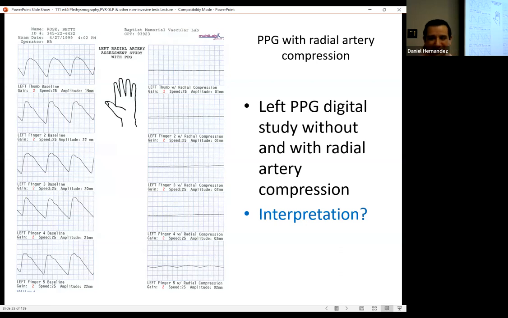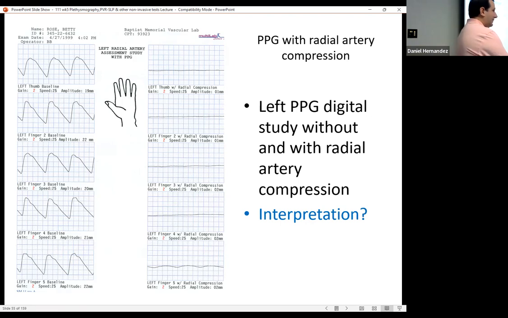No, what they did here was they're testing the palmar arch. So this is all the left hand, and they did it with compression. They compressed the radial artery, and when they compressed the radial artery, they got all flat lines. So something's going on with the radial artery, basically. This was a modified Allen's test. They put the PPG sensors on the digits, and they're testing the radial artery to see if they could potentially harvest it for bypass.